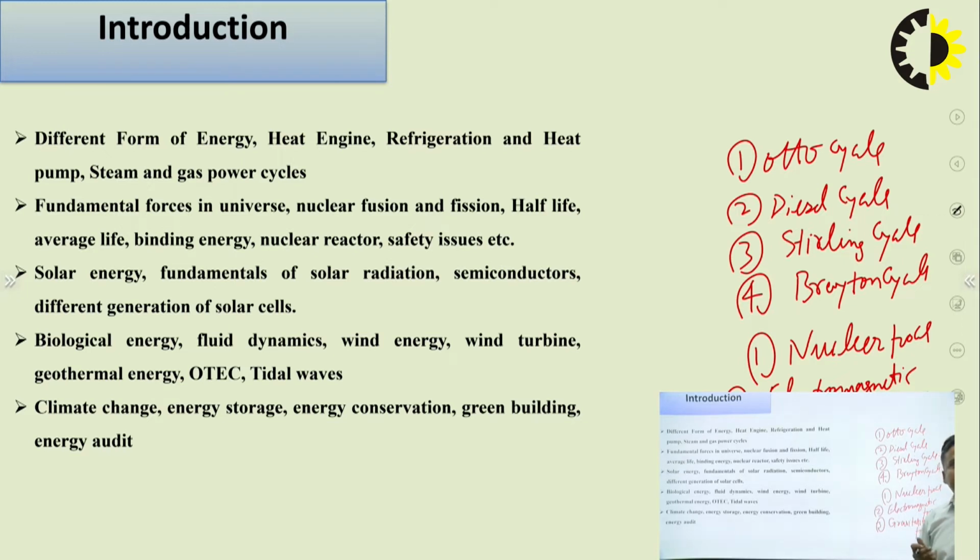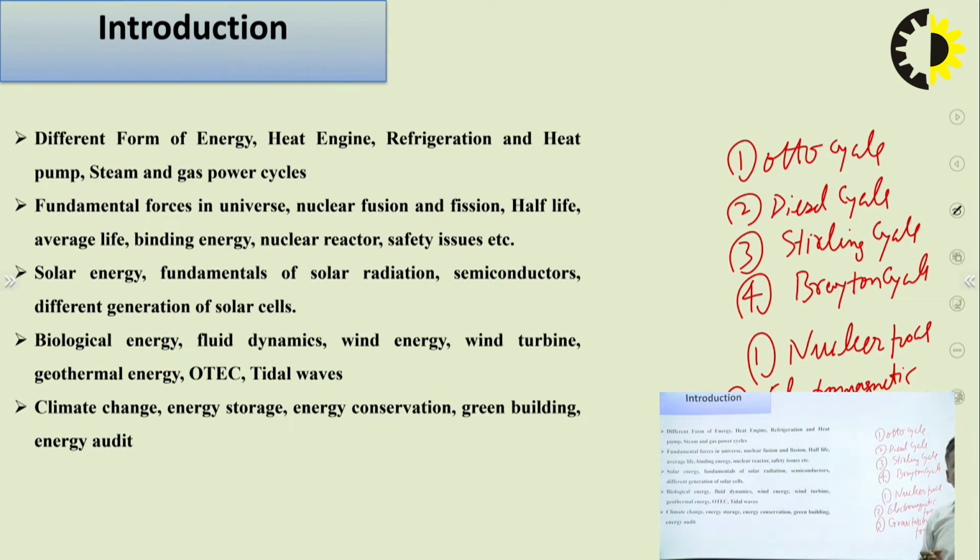When we are using nuclear reactions or nuclear reactors, there are hazardous rays which are harmful to human beings and the surroundings. So we will discuss the different issues related to this, so that we can save the environment, and we can save human life also. Then in the third unit, solar energy.